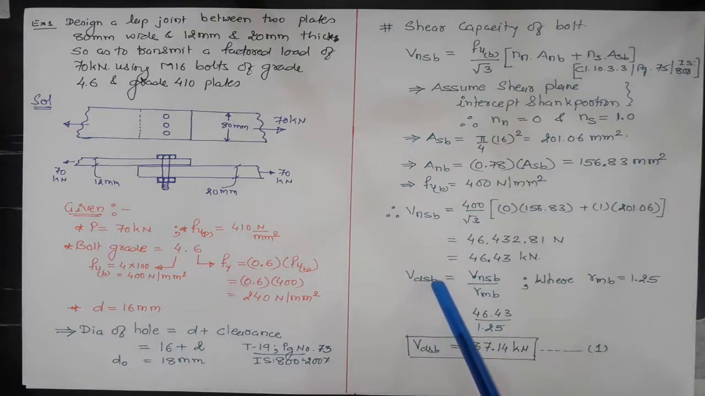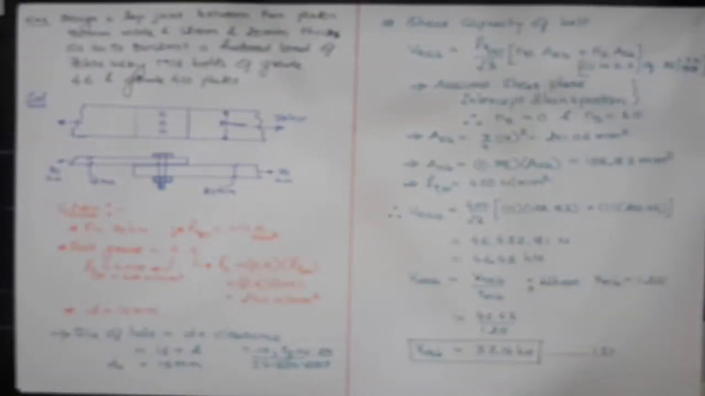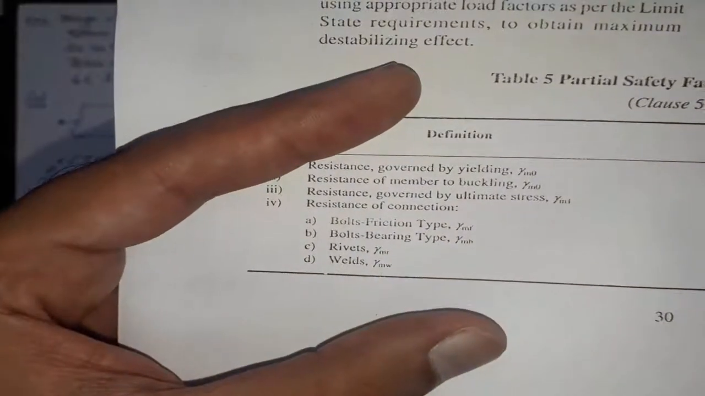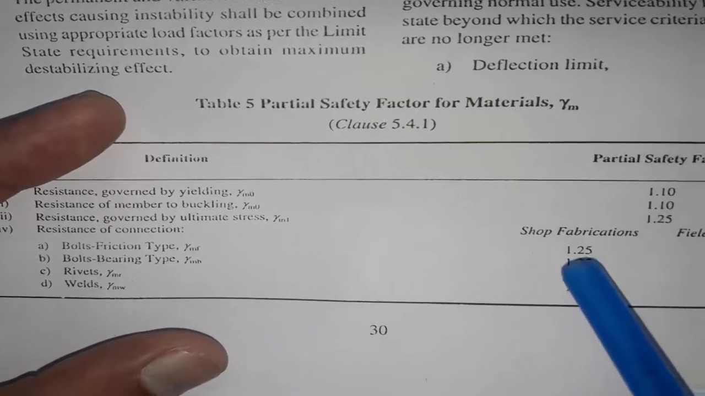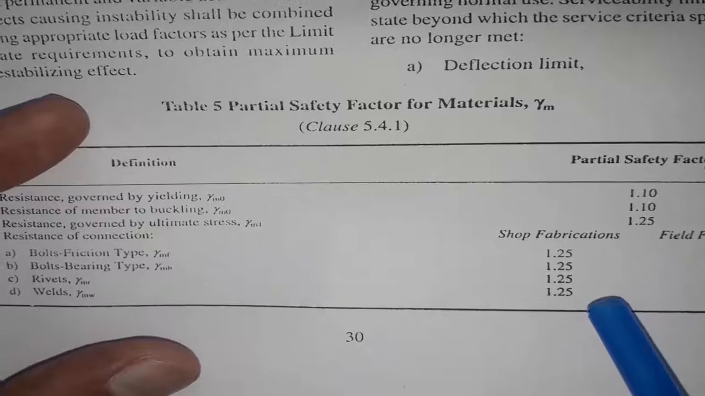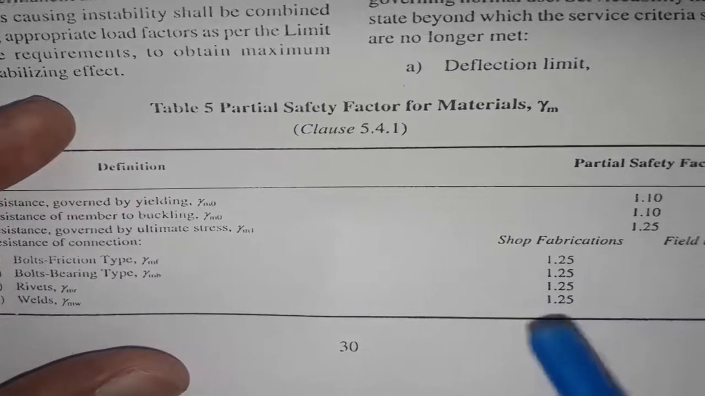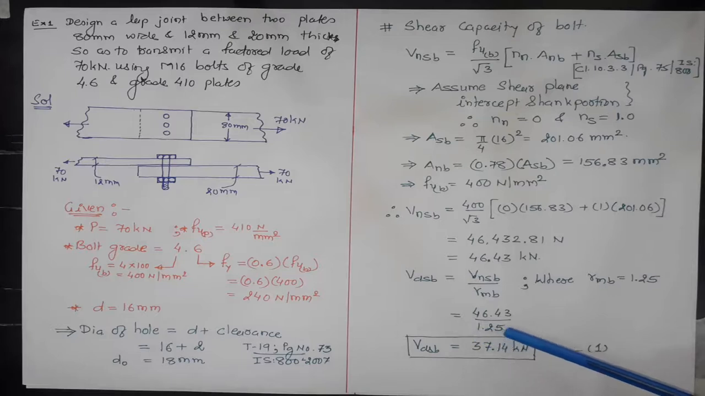Therefore, design shear capacity of bolt, that is VDSB, is VNSB divided by factor of safety. This factor of safety gamma MB is given on page number 30, table number 5. Here the value of gamma MB for shop fabrication and field fabrication is 1.25. Therefore, substituting this value of 1.25 in this equation, you will get design shear capacity of bolt as 37.14 kilonewton. Let this be your result number 1.